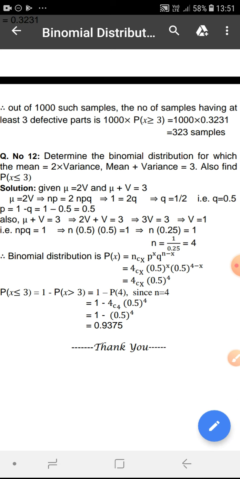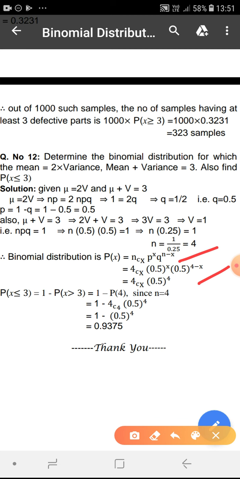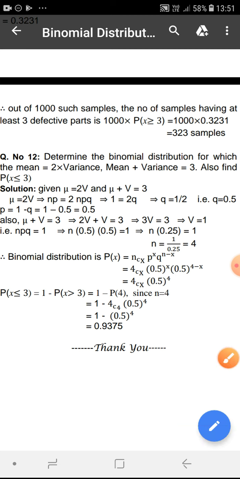So now you can write the binomial distribution, the probability mass function of the binomial distribution. P of x is equal to nCx p power x into q power n minus x. Put n as 4, p as 0.5, q as 0.5. 0.5 power x into 0.5 power 4 minus x. Bases are same, so powers can be added. It becomes 0.5 power x plus 4 minus x, or 0.5 to the power 4. So p of x will be 4Cx into 0.5 power 4. This is the binomial distribution.